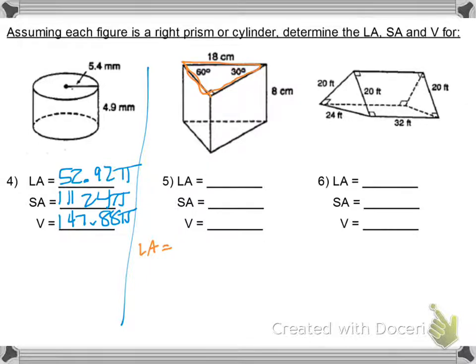Where the 18 is, that is my 2x side, which means x would be 9. So my short leg over here would be 9, and then my long leg here would be 9 root 3, because that's your x root 3 side. Okay, so now I can add those. So if I do 9 plus 18, that's 27 plus 9 root 3. That's the perimeter times the height. Again, the height is whatever's connecting your two bases here.